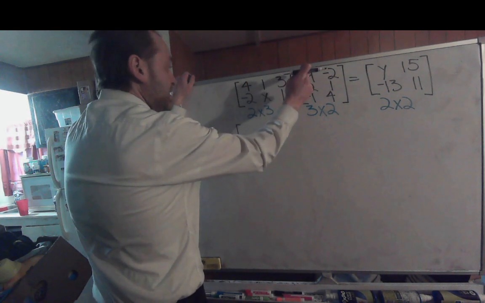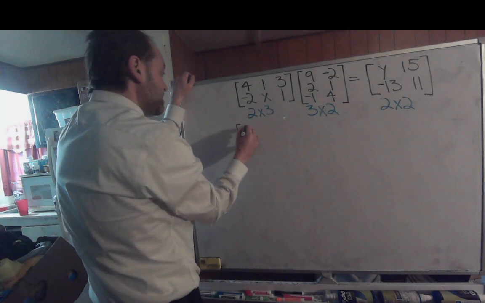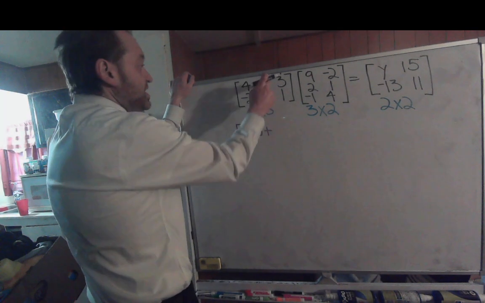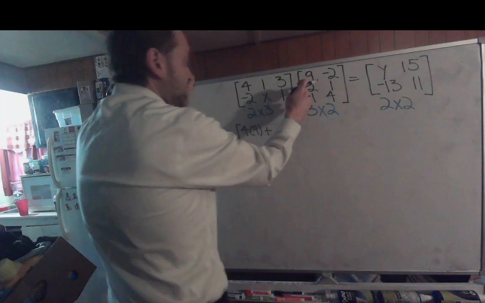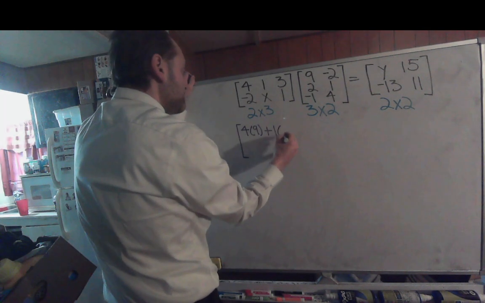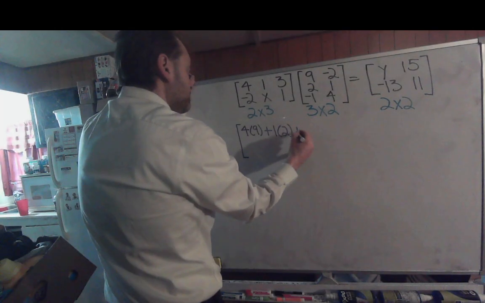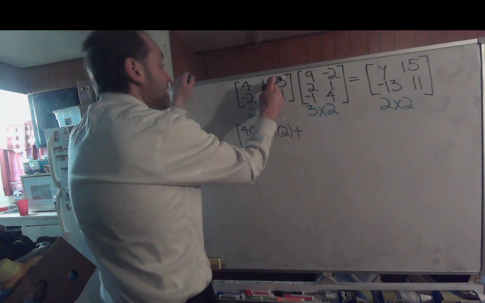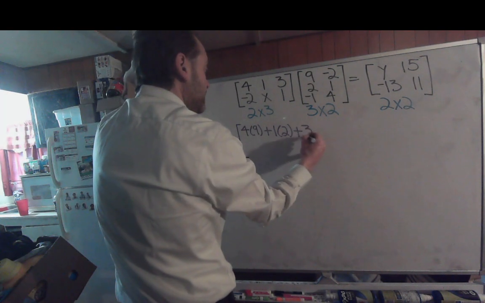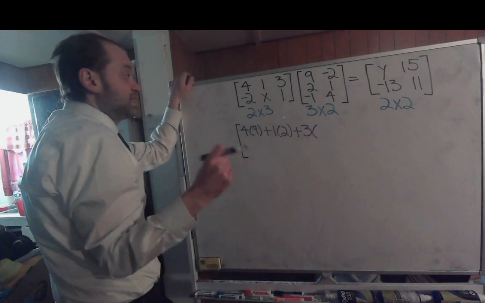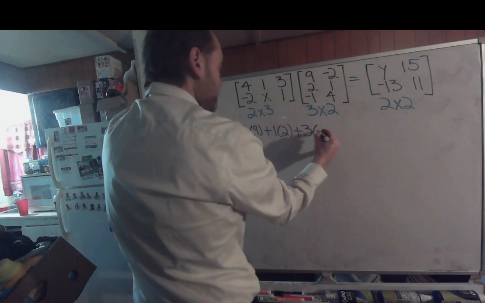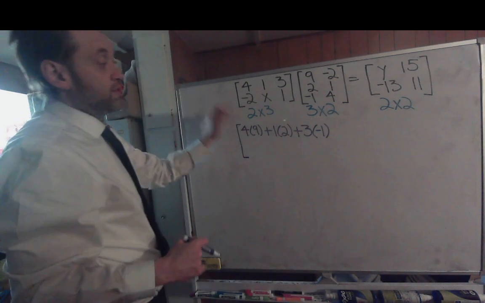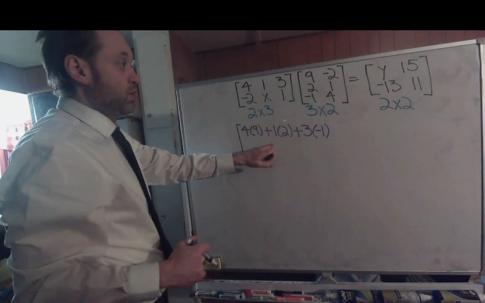matrix, multiply it by the first number of the first column of the second matrix. So take 4 times 9, plus take your second number of the first row times the second number of the first column. That'd be 1 times 2, plus take your third number in the first row, which is 3, times the third number in the first column, which would be -1. Now that's it for the first number of the first row.